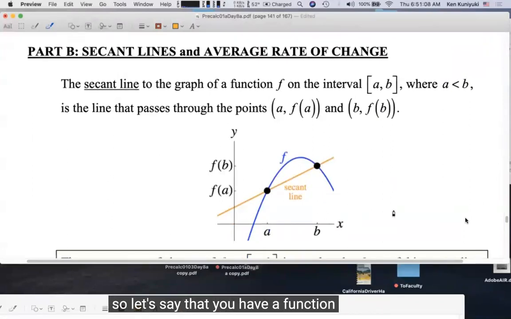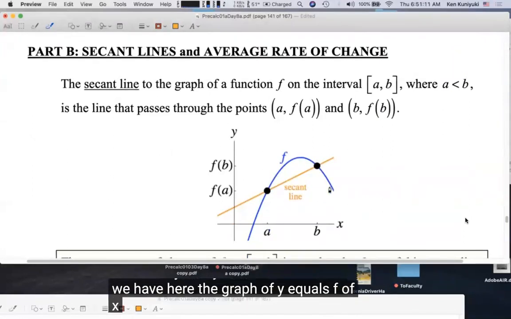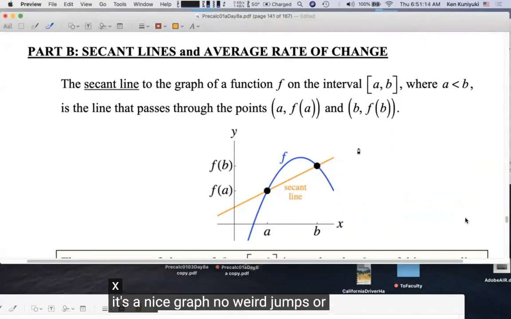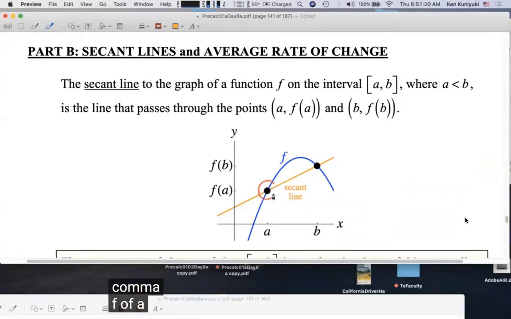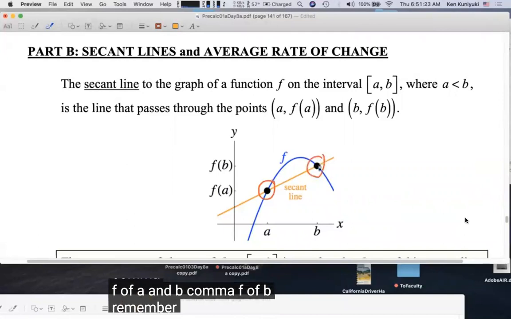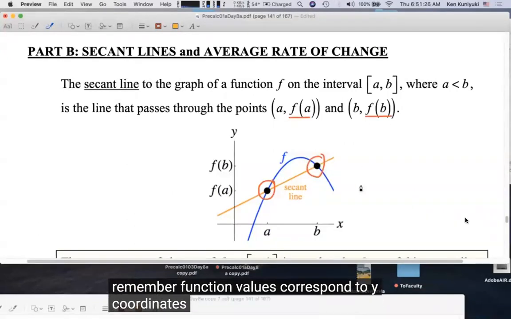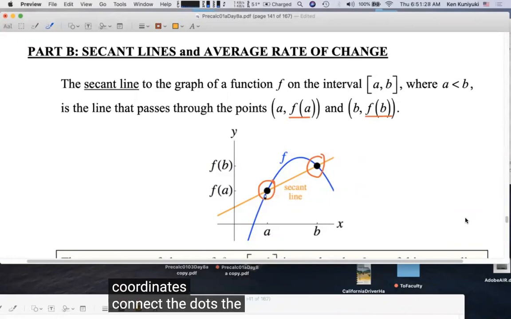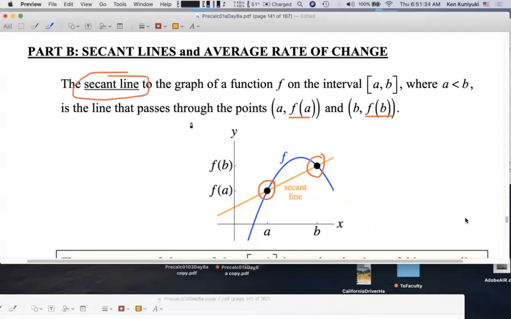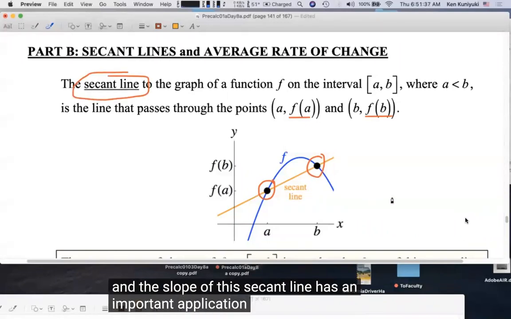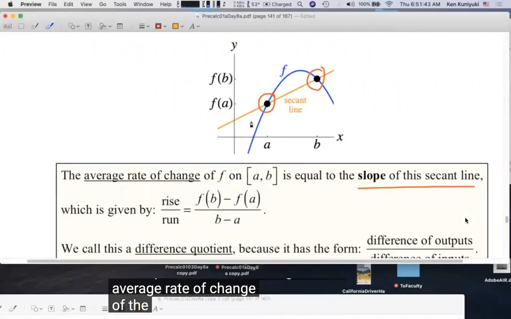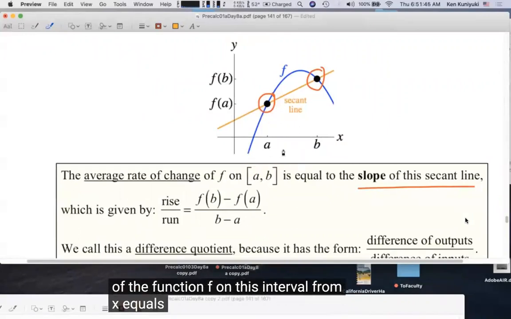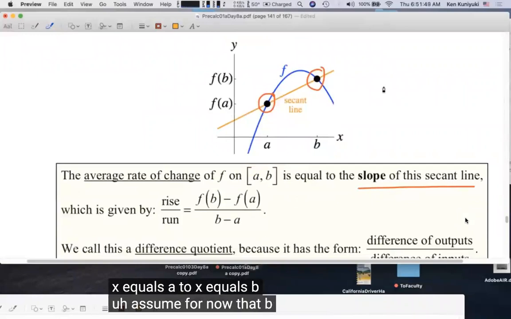So let's say that you have a function f. We have here the graph of y equals f of x. It's a nice graph, no weird jumps or breaks or anything. Take two distinct points on the graph, (a, f of a) and (b, f of b). Remember, function values correspond to y coordinates. Connect the dots. The line that connects these two points is called a secant line. And the slope of this secant line has an important application. The slope of the secant line gives the average rate of change of the function f on this interval from x equals a to x equals b. Assume for now that b is greater than a.